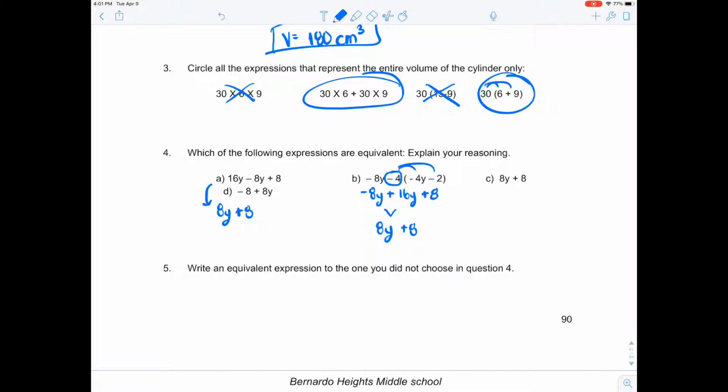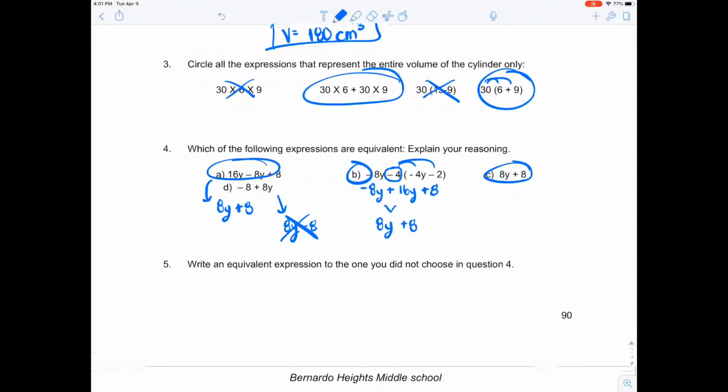Hey, look, these are equivalent. 8y plus 8, yep, C, B, and A. There we go. D, if we just rearrange this, would be 8y minus 8 rather than 8y plus 8. So this one does not work.